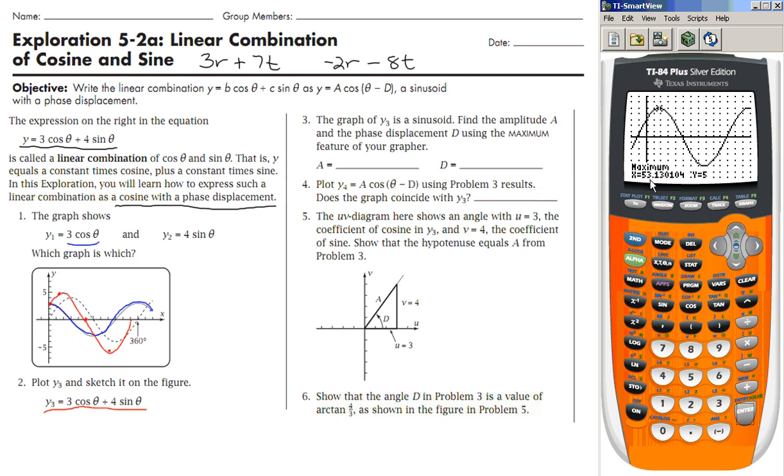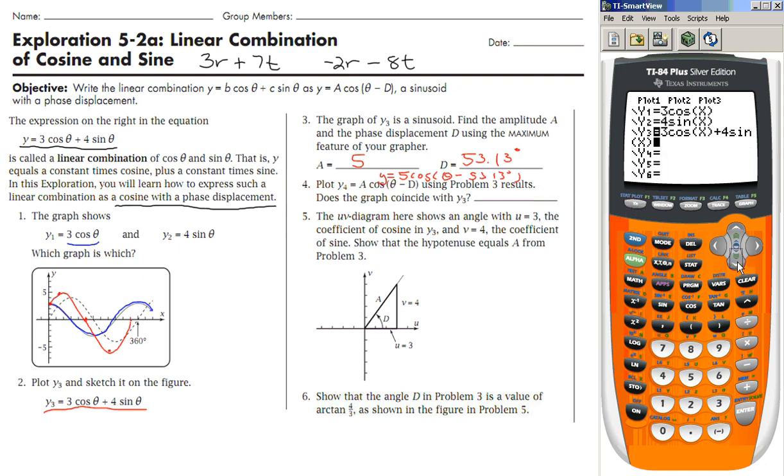Okay, so I think the amplitude is 5, and I think that the phase displacement is 53.13 degrees, right? Because that's telling me the x value at which this maximum occurs, which is the phase displacement for cosine. So that tells me that the equation for this is going to be y equals 5 cosine of theta minus 53.13 degrees. So number 4 here says plot that and make sure that it actually is the same graph.